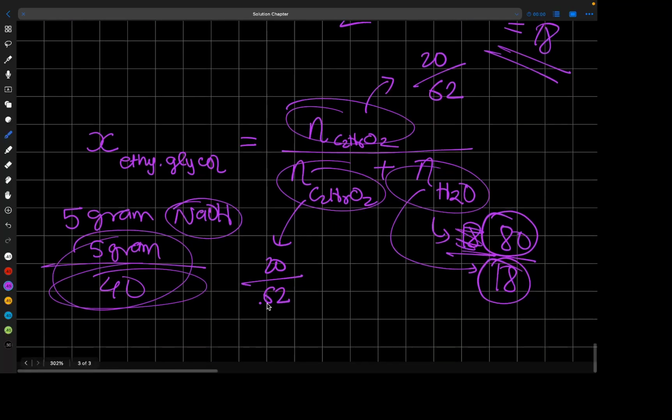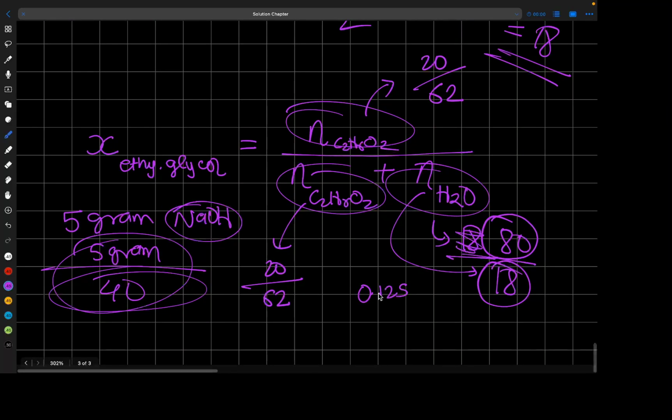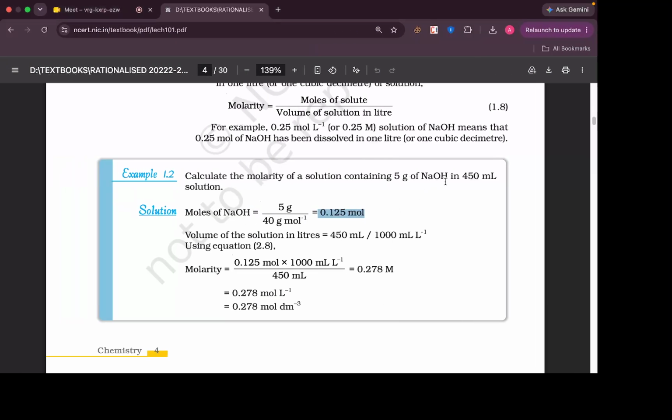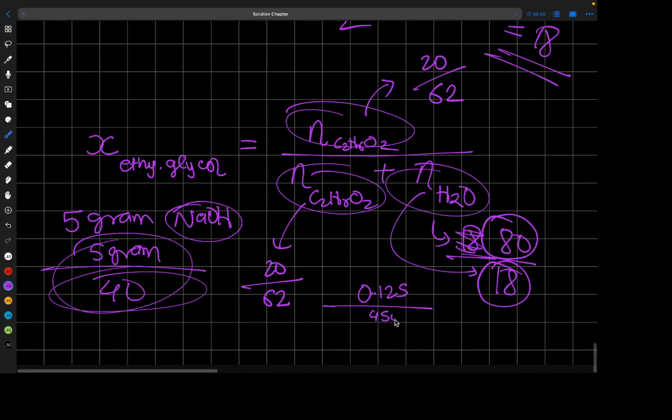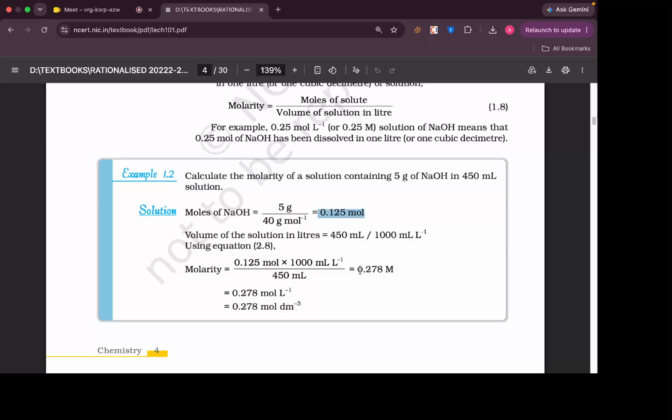So I got the answer 0.125 divided by what is written here? 450. 450 ml, right? Can I use ml here? No. So I have to divide it by 1000 to make it liter. So 0.125, this 1000 will go above, 1000 divided by 450. And when you get your answer, you will get 0.278 molar. Molarity, right? Not molality.